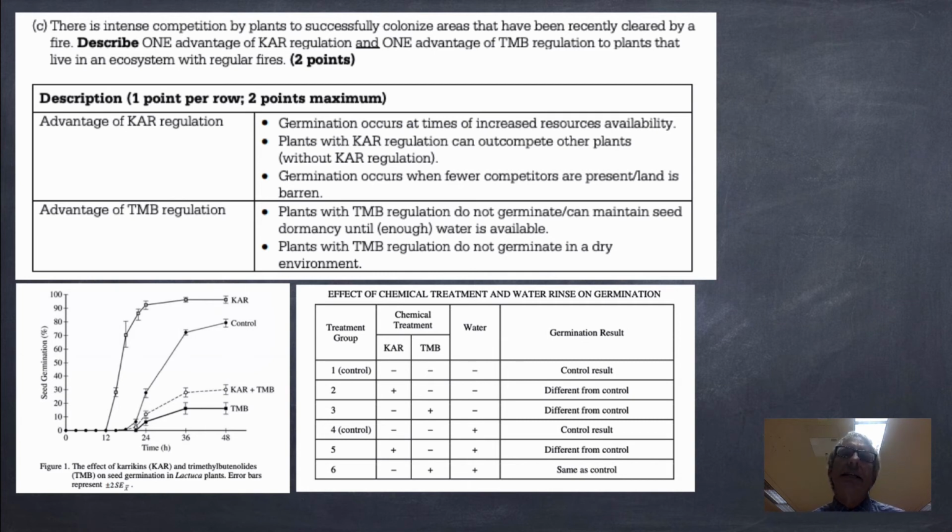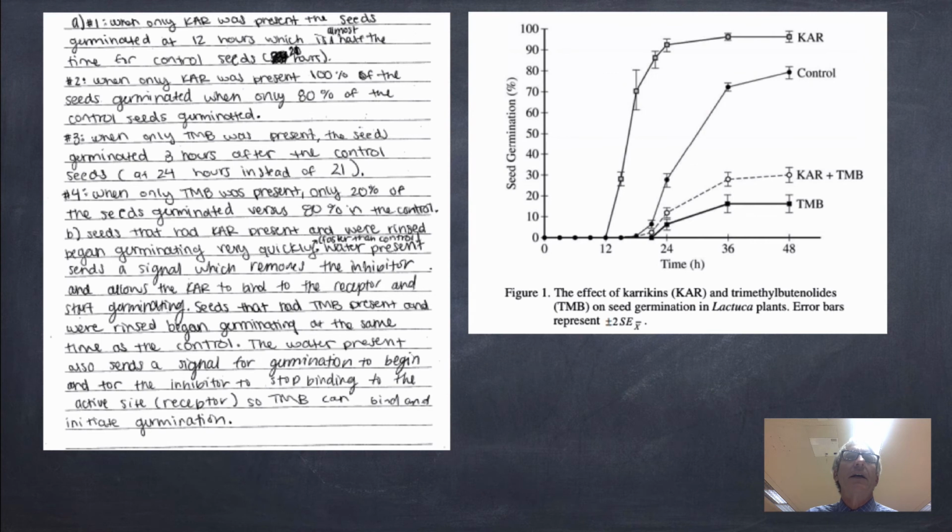The advantage of the TMB regulation, you might have had a harder time thinking of this, but those plants can stay dormant and not germinate until enough water is available. Or you could say they won't germinate in a dry environment, which means maybe the plant won't necessarily survive long enough to reproduce. Okay? So, let's take a look at a student sample.